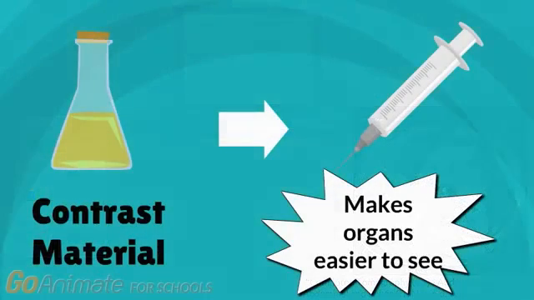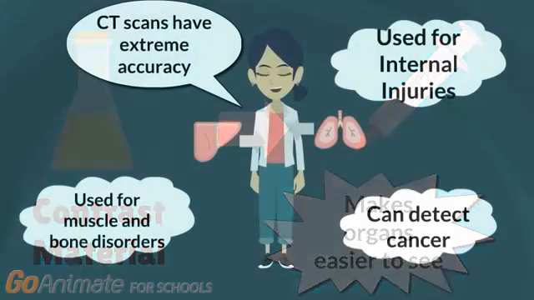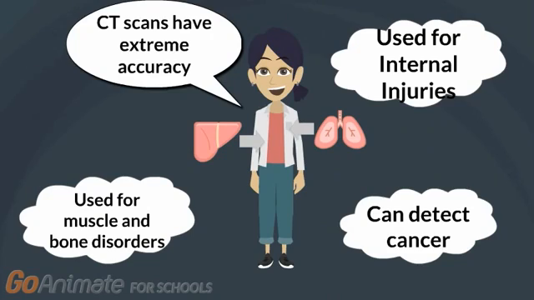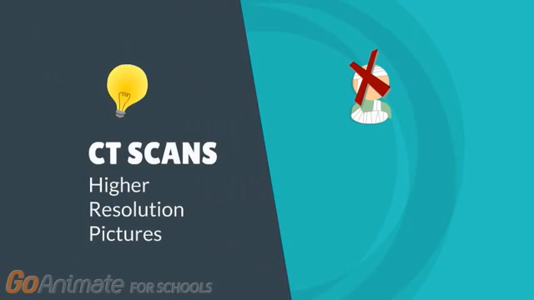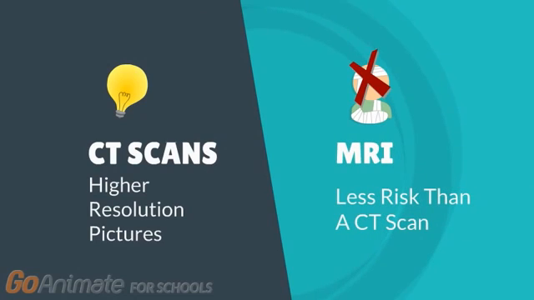In some CT scans, a dye called contrast material is taken by the patient through injection, solution, or inserted rectally. This dye makes structures and organs easier to see on the pictures. Because of the extreme accuracy and detail of these pictures, CT scans are used for a myriad of the body's internal situations, including internal injuries from trauma, muscle and bone disorders, detecting lung and liver diseases, and also detecting different types of cancer. CT scans provide advantages in comparison to an MRI scan, as they provide higher resolution pictures.